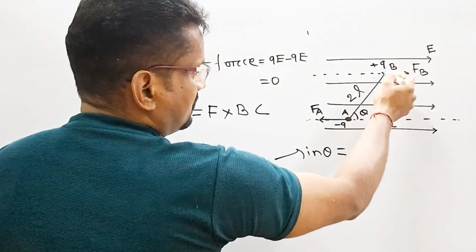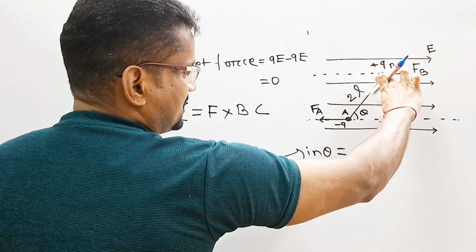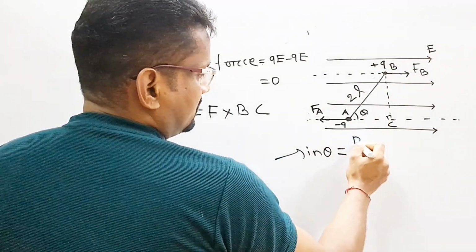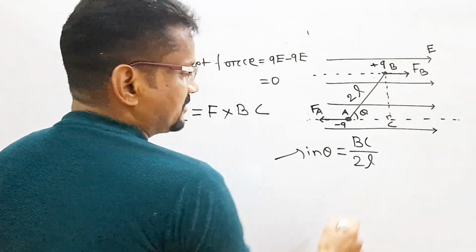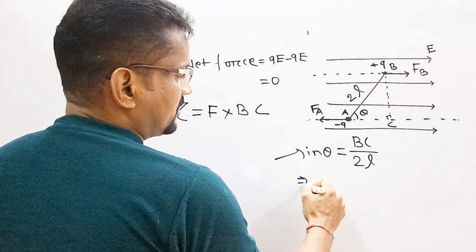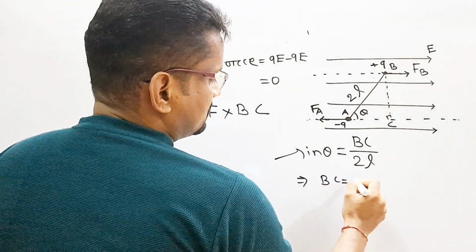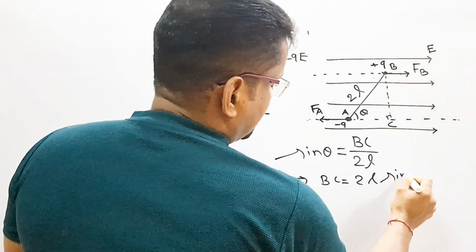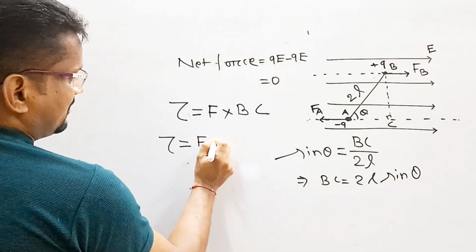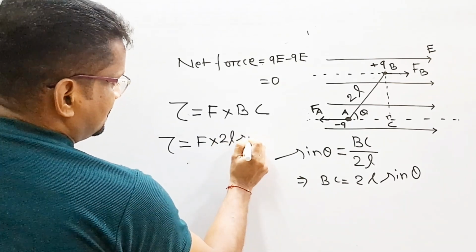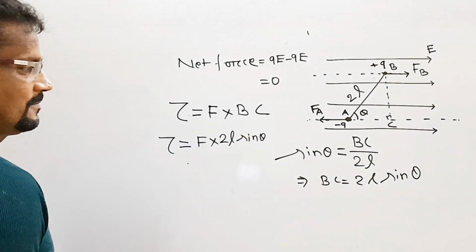Then from here, what you will get? Sin theta equals, from this right triangle, BC over 2L. This is the hypotenuse, which is nothing but the length of the dipole. And from here, BC equals 2L sin theta. Now, torque will be equal to F into 2L sin theta.